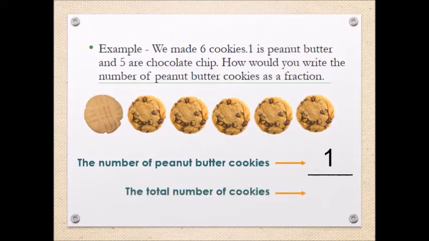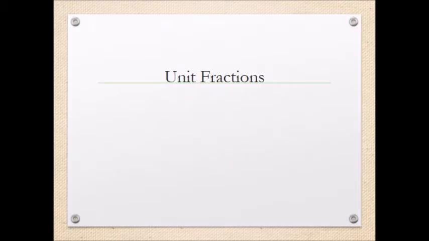So the total number of cookies is 6. It goes on the bottom. So 1/6 of the cookies are peanut butter. What is a unit fraction? A unit fraction represents one part of all the equal parts of a whole. Let's take a look at those unit fractions.